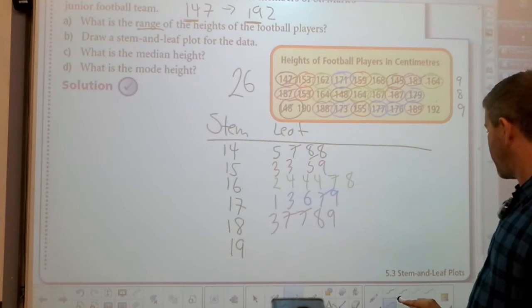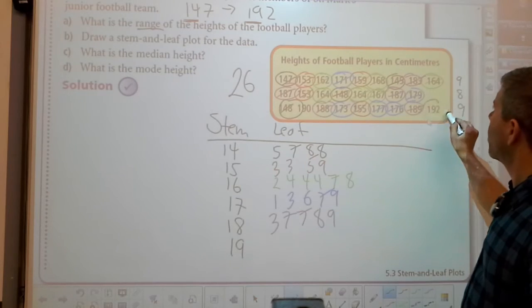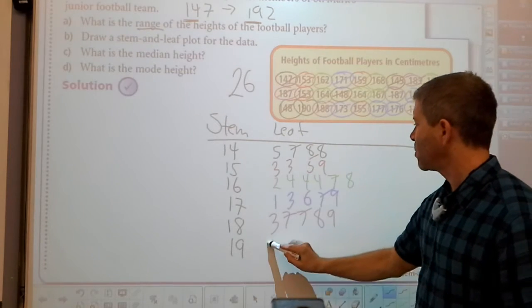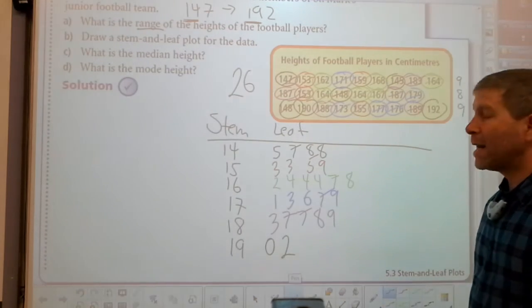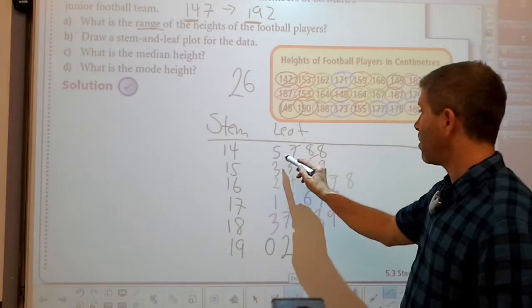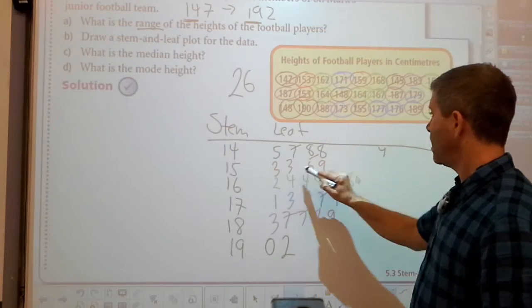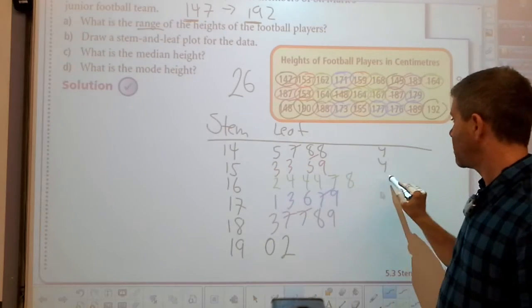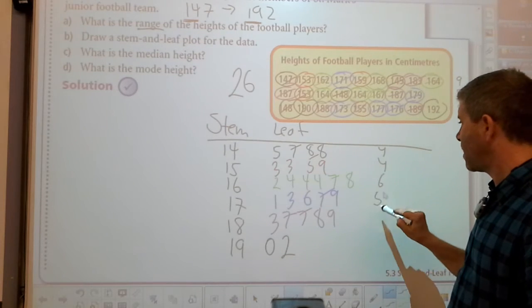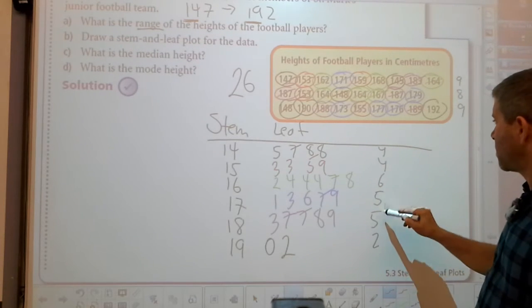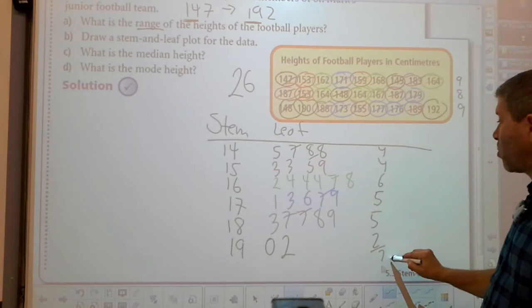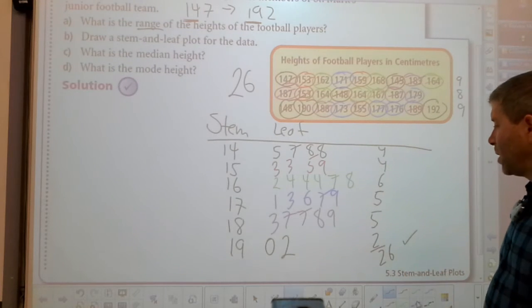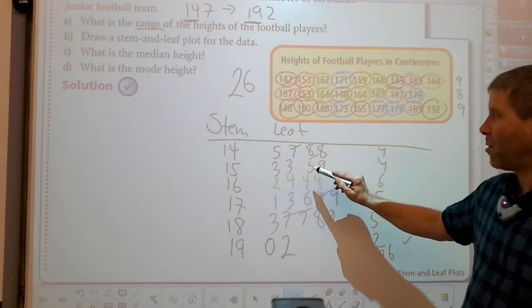And my 190s, we'll just do in black, 192 and 190. So 0 and 2. Now I'm going to count them all up and make sure I have the same number. So there's 4, another 4, here's 6 numbers, 5, another 5, and 2. So 10, 24, 26, so probably I'm good in terms of I have the same number of numbers here.